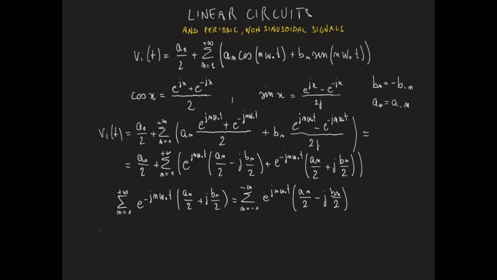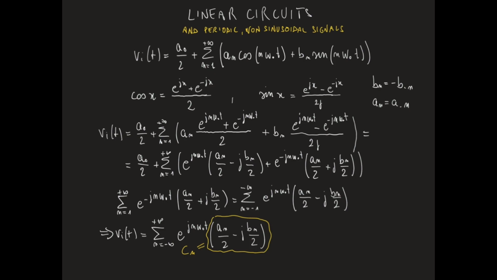Eventually, Vi of t can be written as the sum for n going from minus infinity to plus infinity of e to the j n omega 0 t times an by 2 minus j bn by 2. But an by 2 minus j bn by 2 is what we defined before as the phasor Cn.